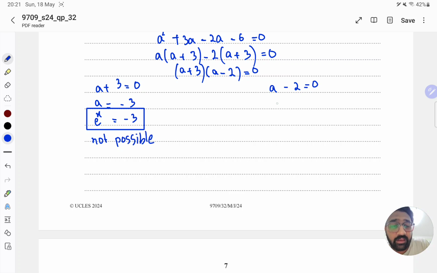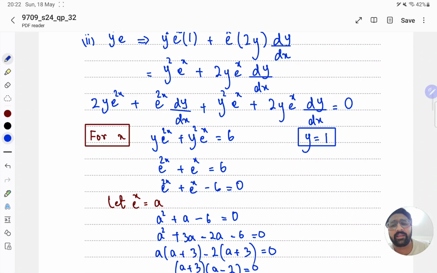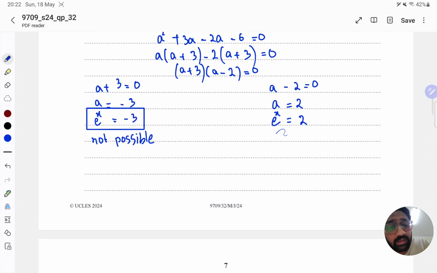What about this one? a is equal to 2. So e raised to the power x will be equal to 2. If you look, I will not find the value of x in particular. Why not? Because if you look at the question, I need to put the values in terms of e raised to the power of x. If e raised to the power of x is 2, what will be the value of e raised to the power of 2x? It will be 4, taking square on both sides. Now I have these two values.